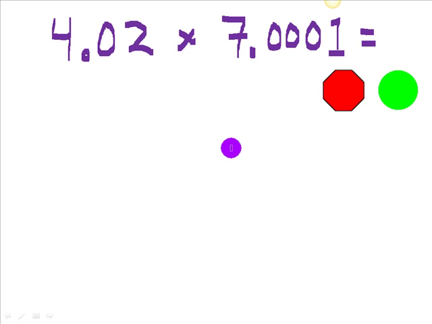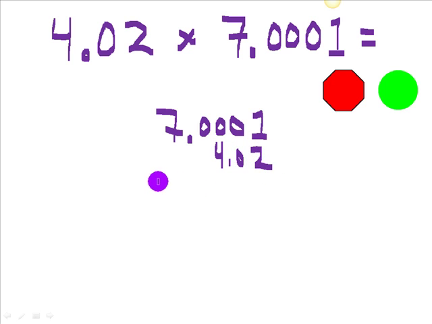Alright, and we can set this up either way. We can put this number on the bottom or this number on the bottom. It doesn't really matter. We'll get the same answer. Some of them just require less work. And so I'm going to put the 7.0001 on the top, and I'm going to put the 4.02 on the bottom. And that might be the easiest way, and it might not. But now I'm going to have 3 columns to add up.